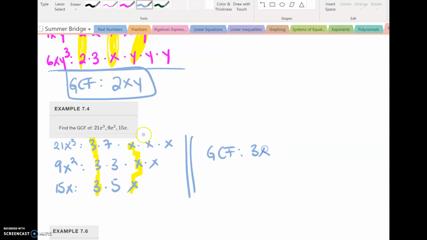So 3x. Because x has the lowest exponent, that's why it's just an x. Had x squared been the lowest exponent, then it would have been x squared.